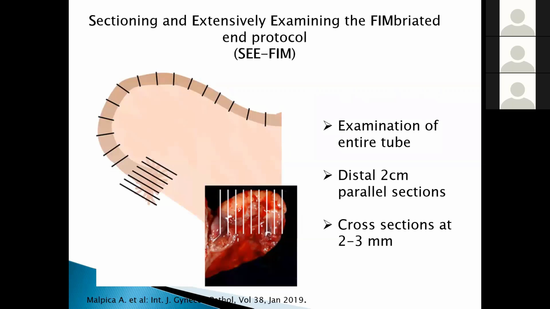So here's a SEE-FIM. It's in the manual, so make sure you understand how the tubes are submitted. Again, take as many cassettes as you need, rather than jam the entire tube in one cassette, or the fimbria. The purpose of this is that we are able to assess as much surface of the epithelium, whether it's the lumen or the fimbria, as possible to make sure that there is no serous precursor lesion. Sometimes it also gives you the clue of the primary site. If you have an ovarian tumor, most of them are coming from the fimbria if they're high grade.